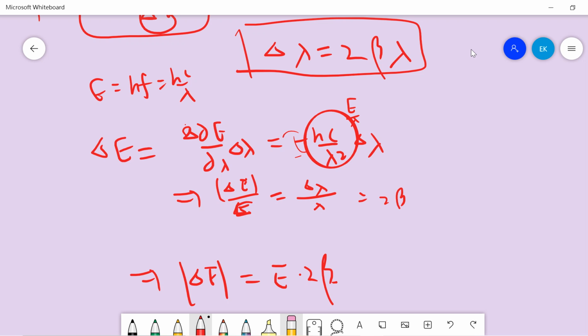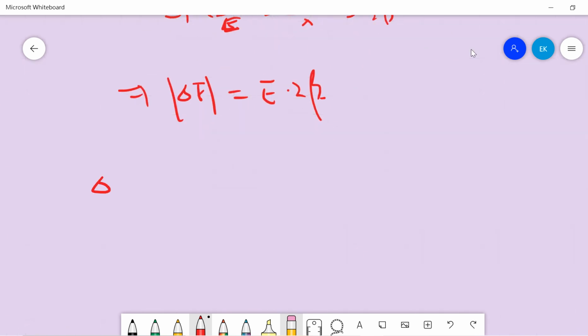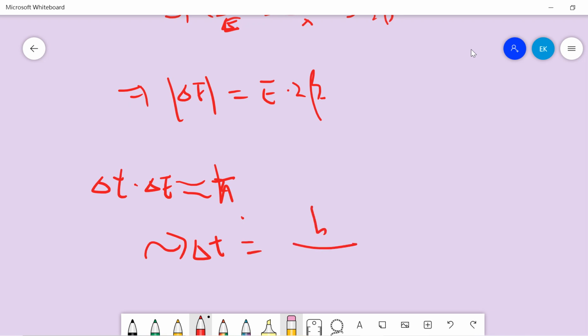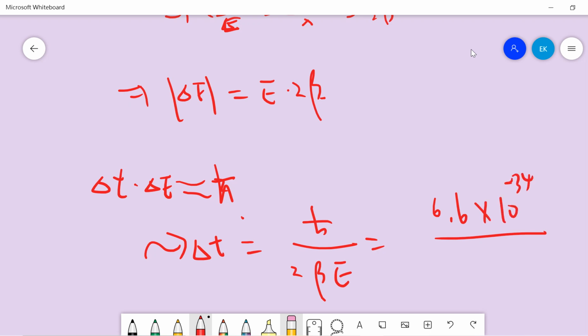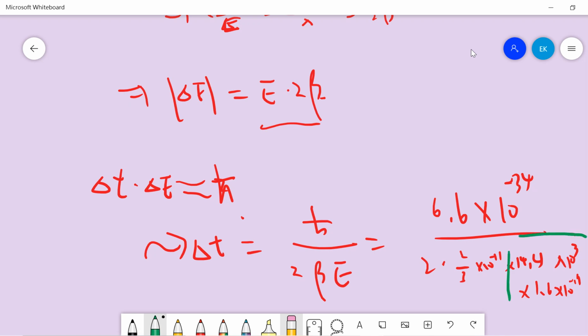And finally, delta T times delta E is H bar over 2. So delta T is H bar over 2 beta E. So it's 6.6 times 10 to the negative 24, and plug in all the information you have. So what is 2 beta? This is E.